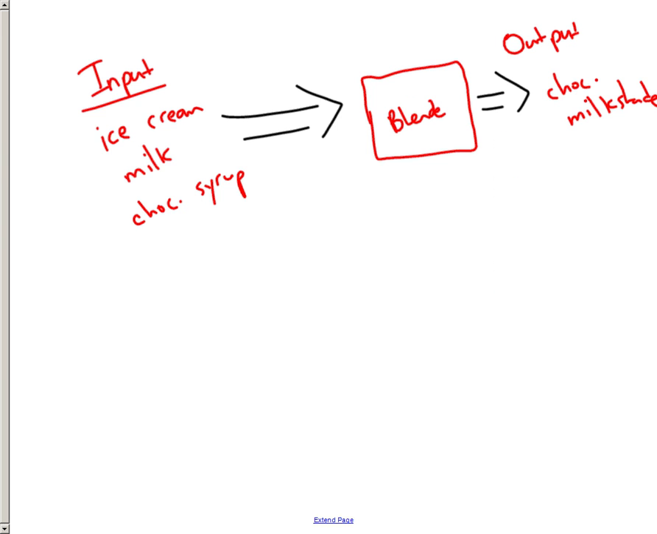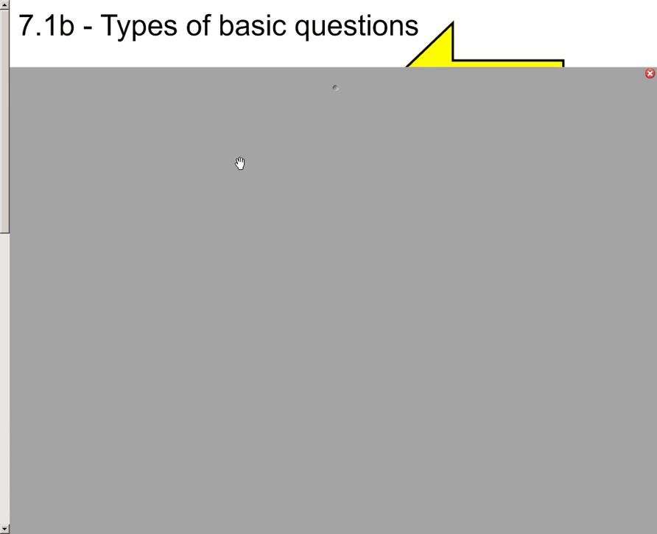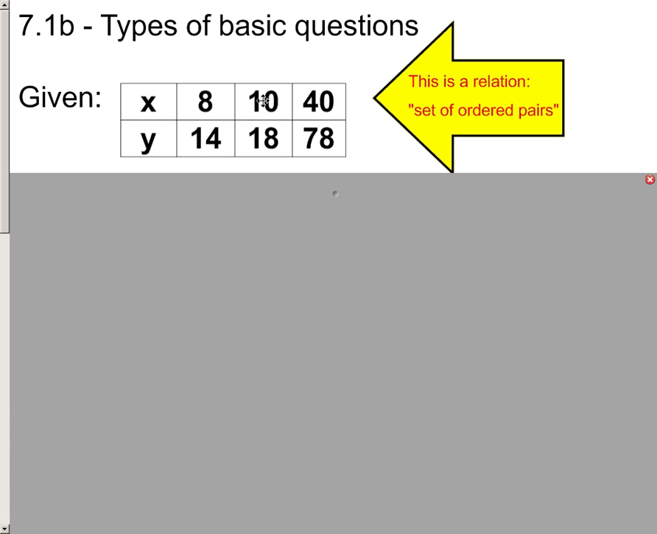Now, moving on, when we start taking a look at the basic questions that you're going to be asked, you're going to be given a table. Here's your X's and here's your Y's. These are ordered pairs. That 8 is paired up with a 14, and we could graph that point. 10 and 18 and 40 and 78. This one's kind of important to remember. A relation is just a set of ordered pairs.